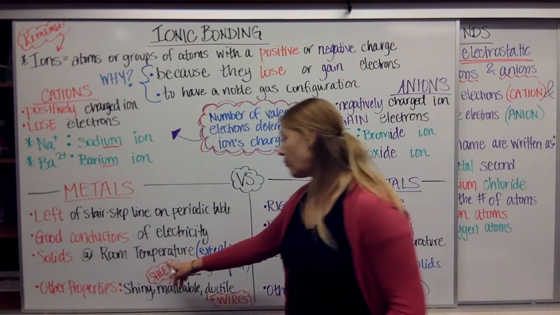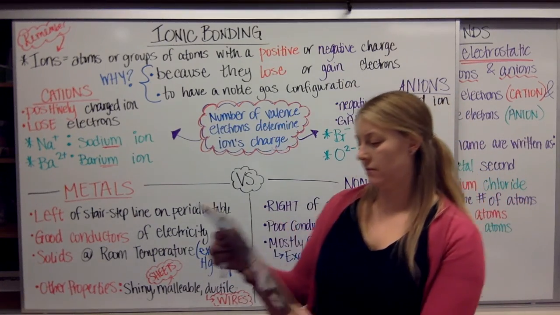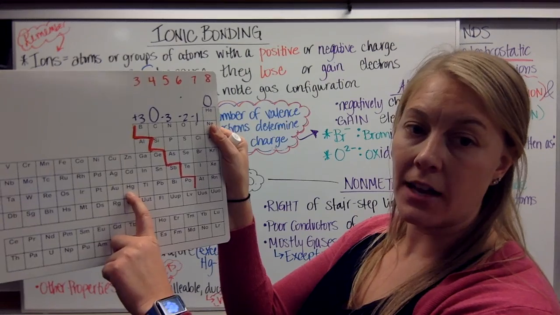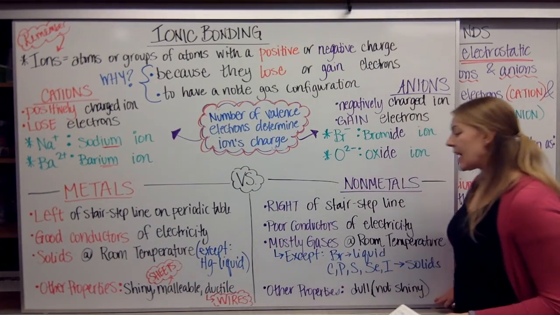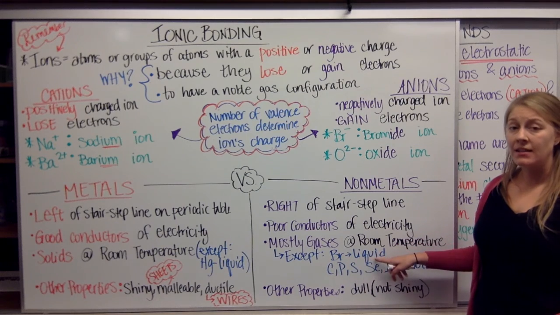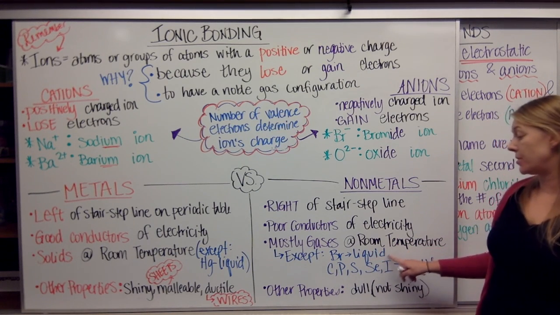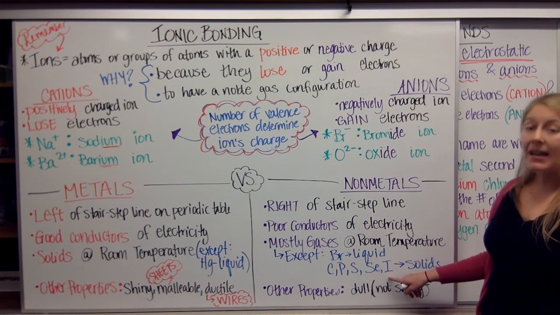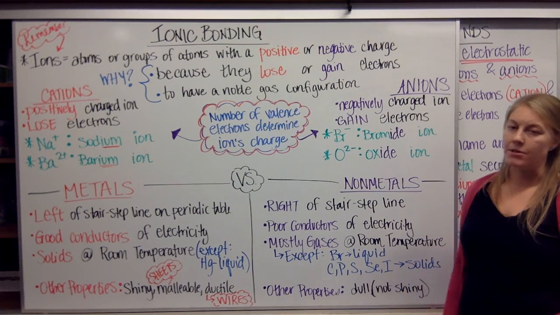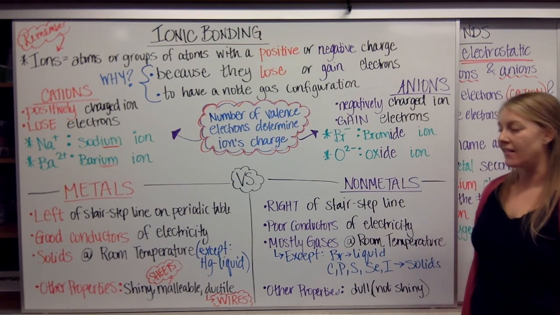The exception for our metals is mercury right here. Even though it's a metal, it's actually a liquid at room temperature. And bromine, even though it's a nonmetal, is not a gas; it's actually a liquid at room temperature. And carbon, phosphorus, sulfur, selenium, and iodine are solids at room temperature. So there's a lot more exceptions in the nonmetals, but other than that, they are gases.